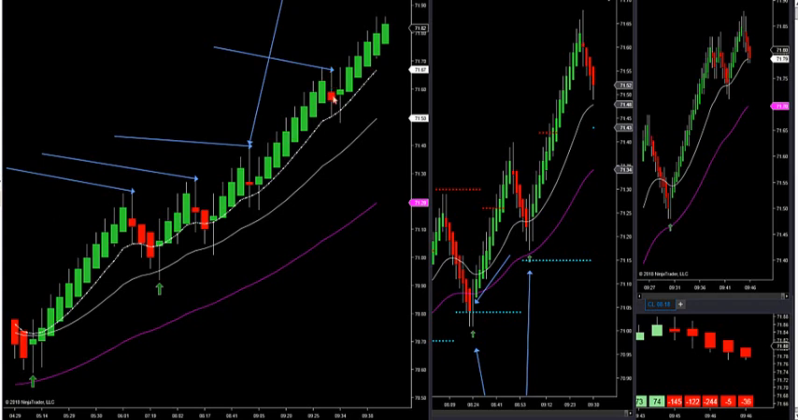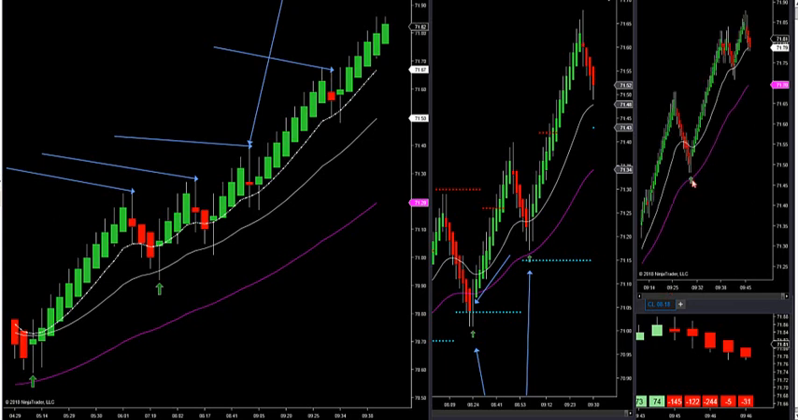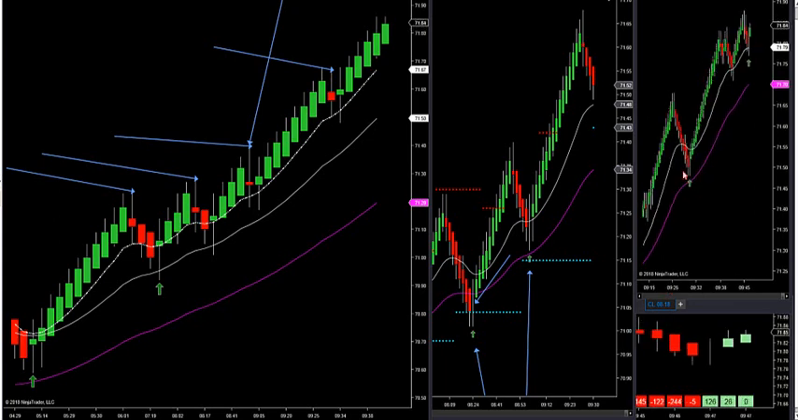Red candle. This is my 3 SIM fires. There's my candle on the 3 SIM. Why is that a valid setup? I got a pullback on my Renko bar, my 9 SIM.